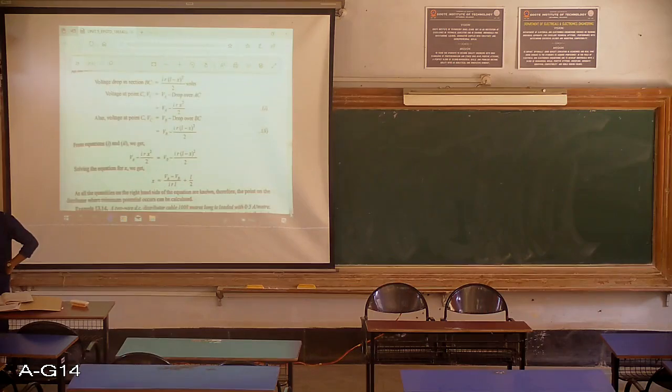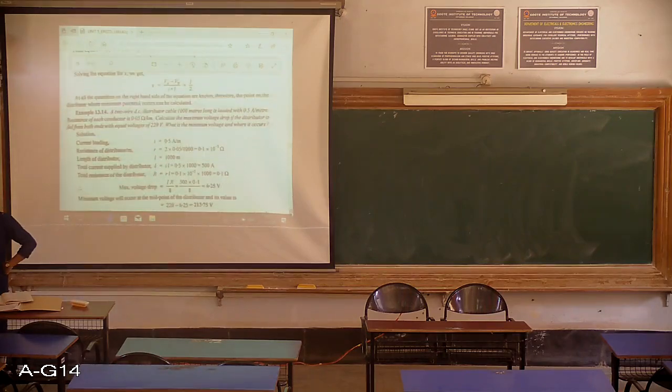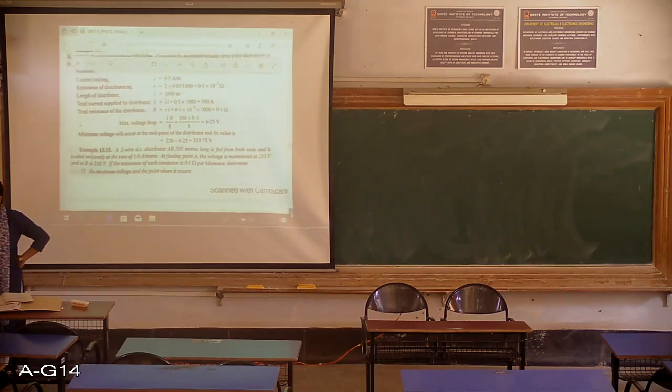So when I equate them and solve, I will get the value of X as (VA minus VB) divided by IR, plus L by 2. You will have to remember these expressions. Again we have given one simple problem here. It is very simple, nothing to solve here. Please substitute and cross verify the answers. If it is not matching, please get back to me.